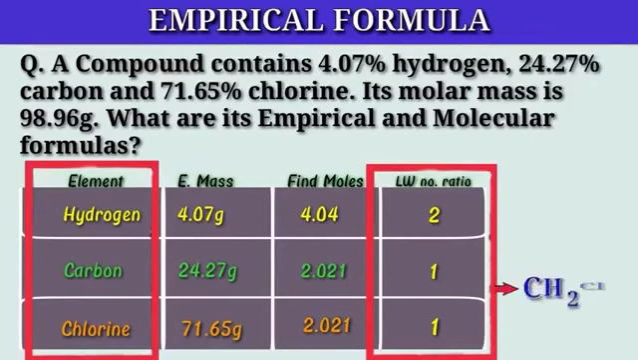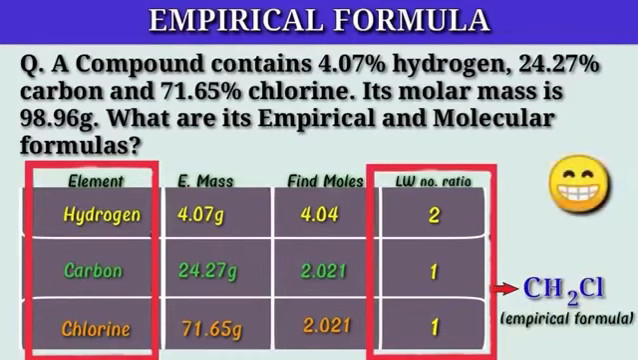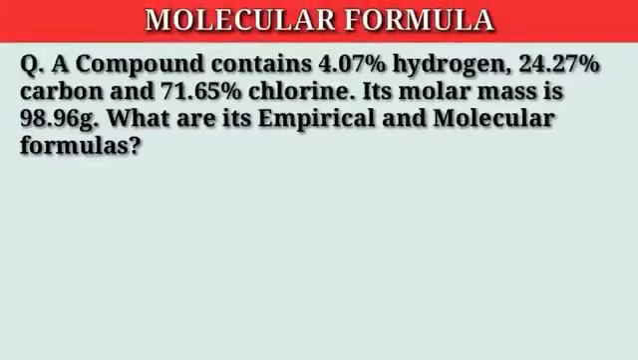But you can say CH2Cl. That is our empirical formula. So that is our first example. We can also try now to get the molecular formula of this compound. We can get the molecular formula from the empirical formula. How can we do this?